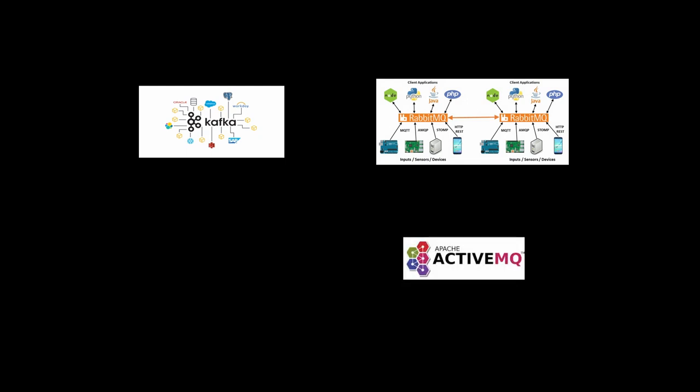Apache ActiveMQ is an open-source message broker that supports the Java Messaging Service API. It's known for its reliability, scalability, and support for various messaging patterns. ActiveMQ is widely used in Java-based applications.